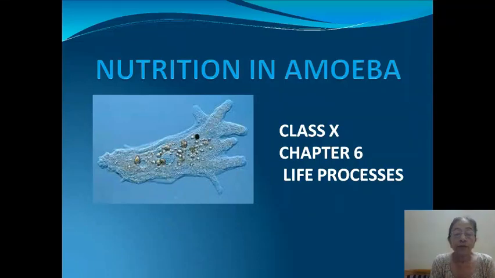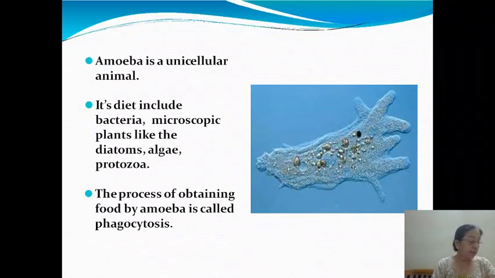Dears, today's topic is nutrition in amoeba. It is again part of chapter 6, life processes, nutrition in animals. First of all, we will be studying a very simple organism called amoeba. Amoeba is a unicellular organism, meaning it has only a single cell in its body, and all the processes of nutrition are performed by this single cell.